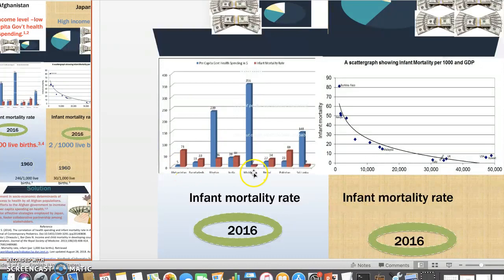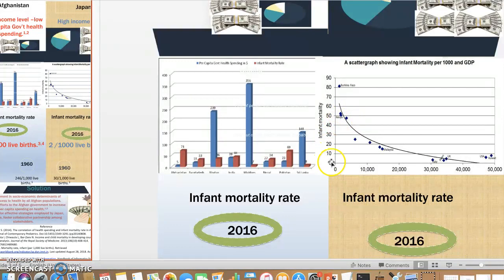Comparing this to a country such as Maldives over here, they did put a lot of money into the health sector. Per capita government spending is very reflective here, as we see an infant mortality rate that is very low. Comparatively, we look over here and we see Japan, and it's also showing GDP or expenditure and the infant mortality rates, compared to a country like Kenya here, where it is very high.